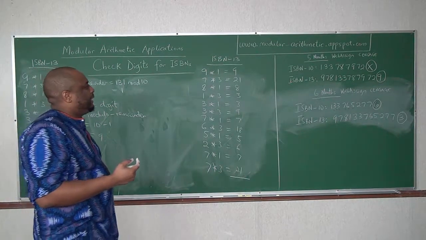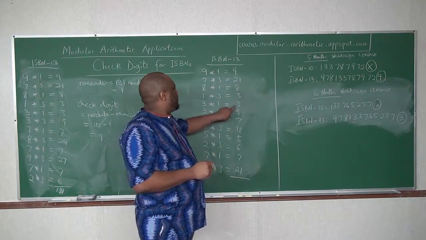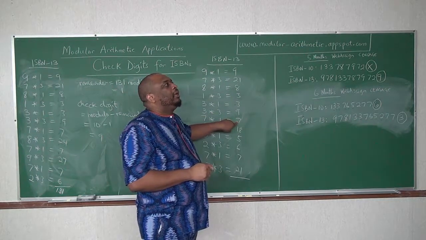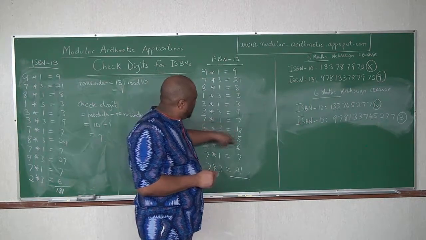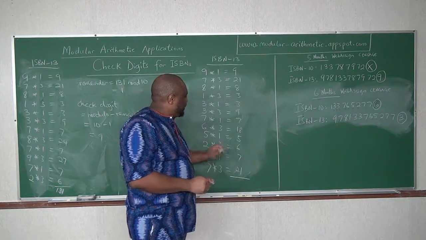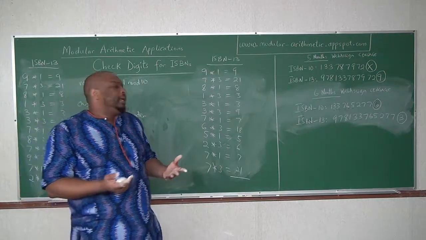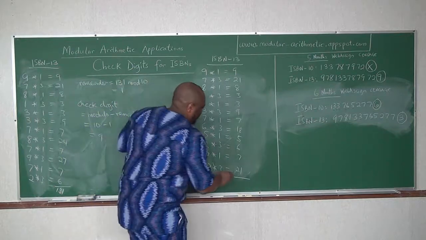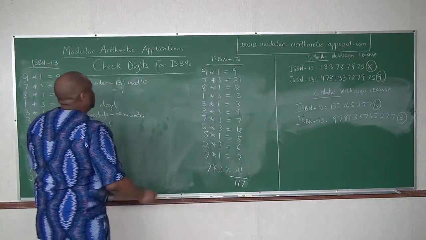9 plus 21 is 30. 38. 38 plus 3, 41. Plus 3, 44. Plus 9, 53. Plus 7, 60. Plus 18, 78. Plus 5, 83. 83 plus 6 is 89. 89 plus 7 is 96. 96 plus 21 is 117. Okay? 117.